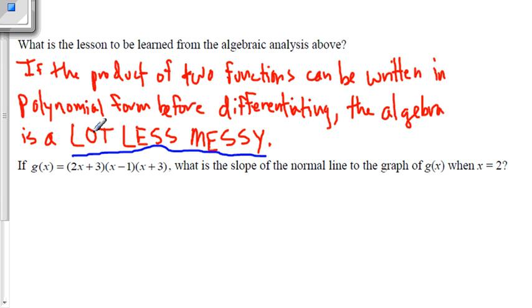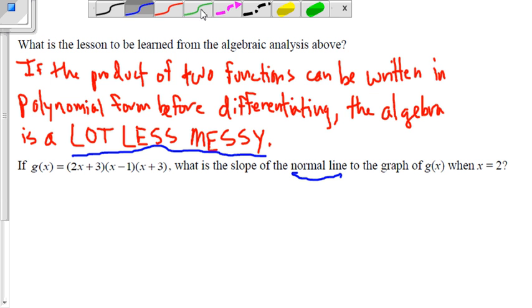So let's try this next example. I have the product of three factors, and I want to find the slope of the normal line. So first, what do I have to do? Let's write it out as one polynomial and take the derivative. That's going to give me the slope of the tangent line. Once I know the slope of the tangent line, the slope of the normal line is going to be the negative reciprocal. So let's do that.